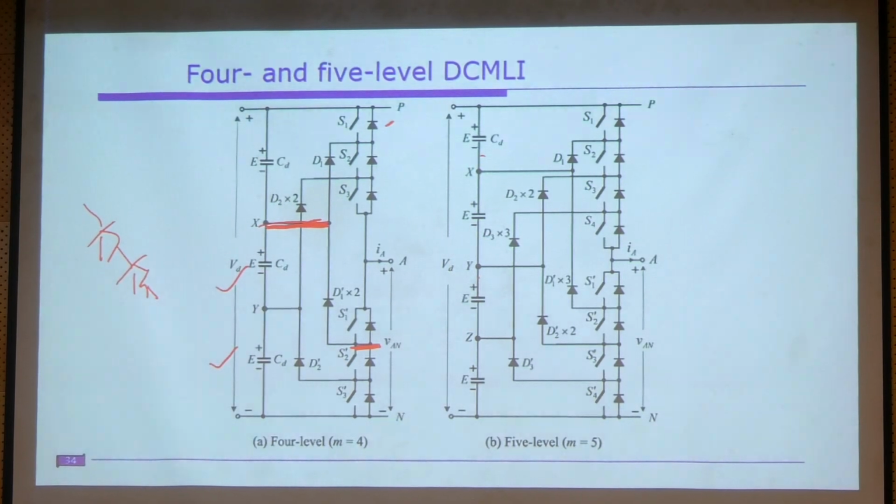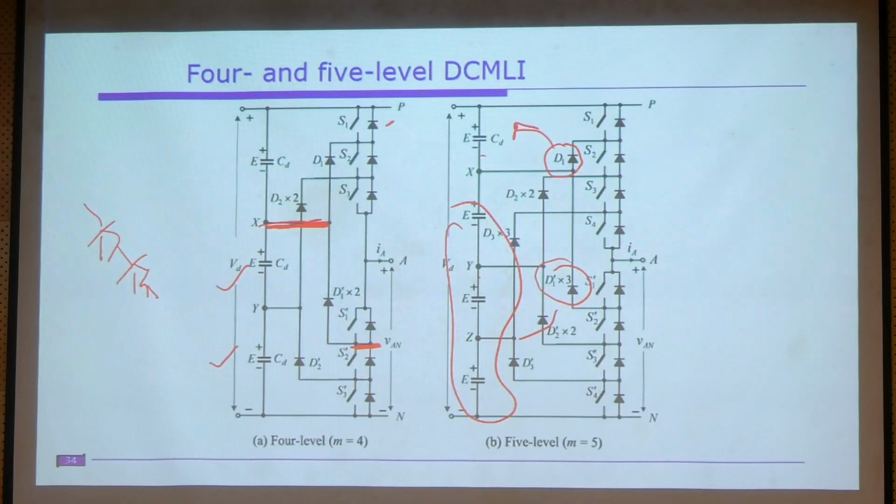So this is S2 here, S1, it is S1. Yeah, so this is D1 here and this is D1 into 3. That means it's supposed to block this voltage, whereas this is supposed to block this entire 3 voltages. Right? Understood?